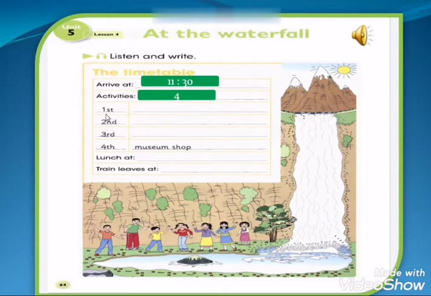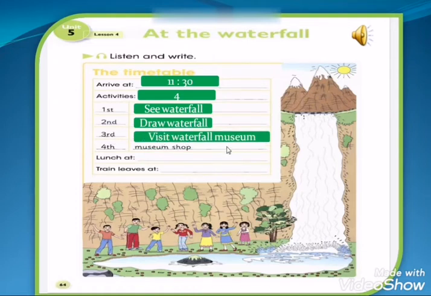Yes. What is it? What is the first one? Good. It is see waterfall. Very good. Second, what is the second one? Yes, very good. Draw waterfall. رسم الشلال. Very good. Third one. Yes, what is it? Good. Visit waterfall museum. زيارة متحف الشلال. Very good. Fourth one. Museum shop. Now, lunch at وجبة الغداء.